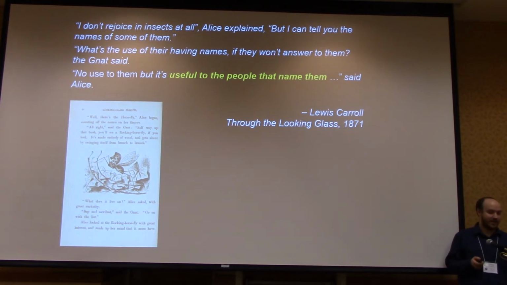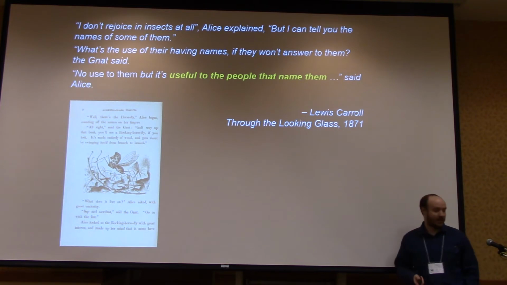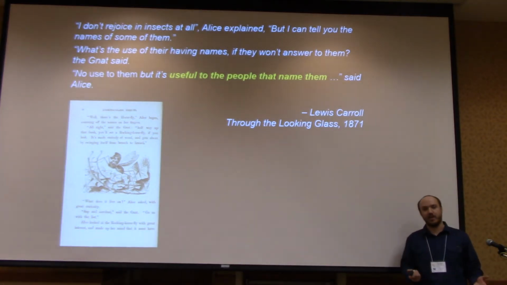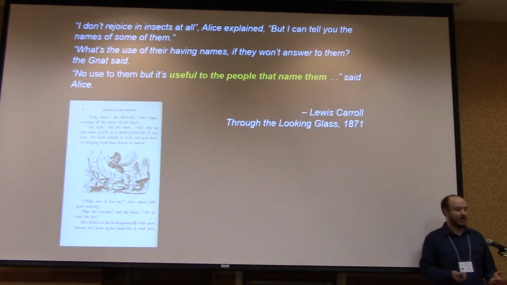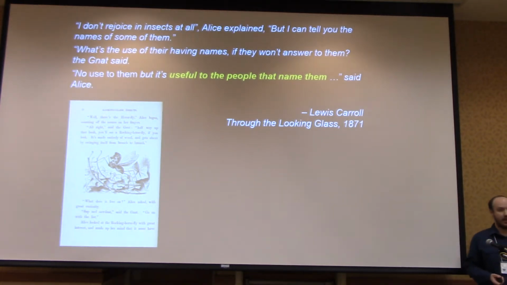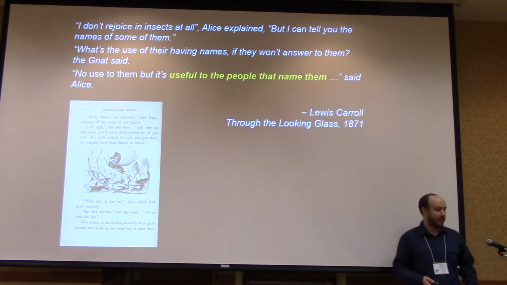So to set the stage, I just want to start with this quote from Lewis Carroll's Through the Looking Glass. I'm not going to read it, but you can. Basically, Alice and the gnat are having this conversation where the gnat is questioning why use names to distinguish different species. And Alice points out that it's useful to the people that name them, but not necessarily useful to the species themselves. It's a human construct that we use.